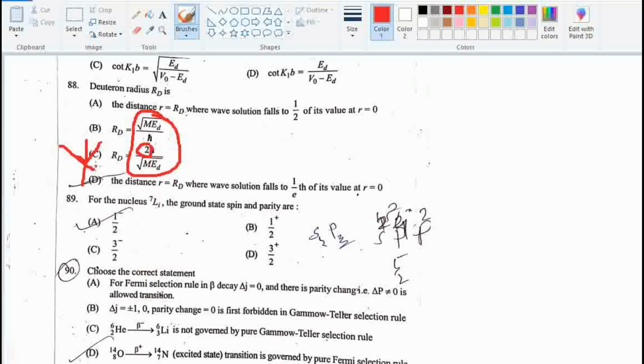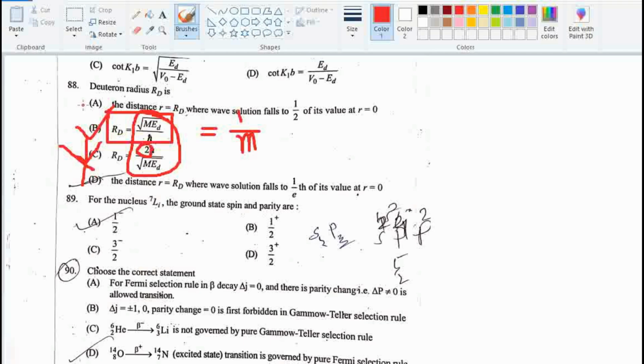And if option C is not correct, option B is also not correct, because it is the reverse of the expression. That means the dimension of option B is 1 by meter, meter inverse, centimeter inverse, nanometer inverse, femtometer inverse, like this. But the radius cannot be in inverse meter or centimeter inverse terms. So option B and option C are not correct.